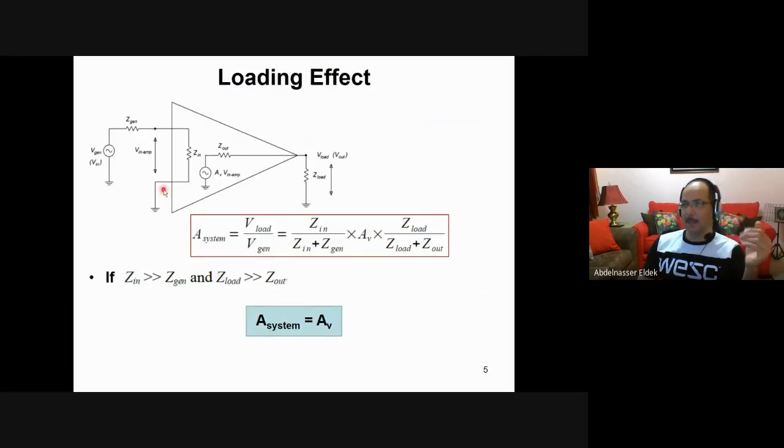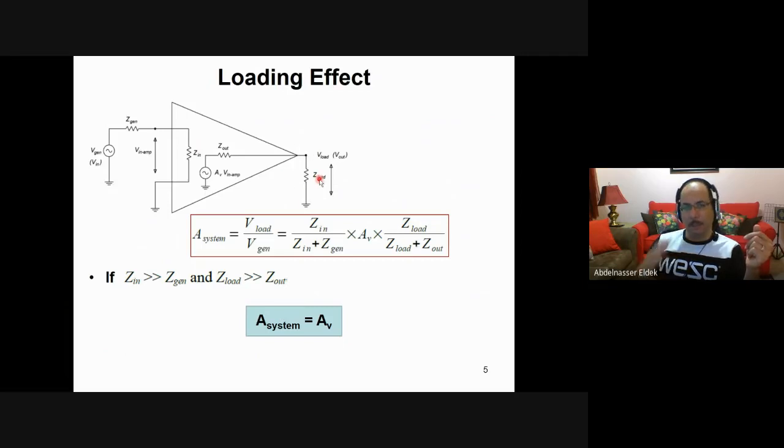But if we have it like this, this is what we call the loading effect. Here we have a generator, and this generator has an internal impedance, or sometimes it is just a resistance. And you have a load, RL.